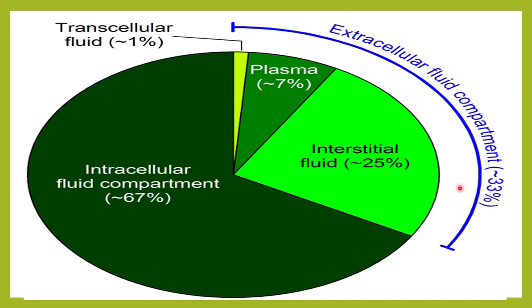So I have told you that this is a body fluid. It has 67 to 70% intracellular, the fluid which is inside the cell, and around 33% extracellular, outside the cell, which includes the interstitial fluid, the fluid between the cells, the plasma that is inside the vessels, and the transcellular fluid. So intracellular and extracellular compartment. Intracellular is 67%, extracellular is 33%.